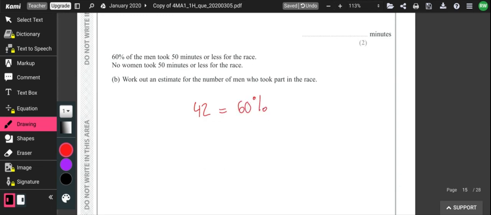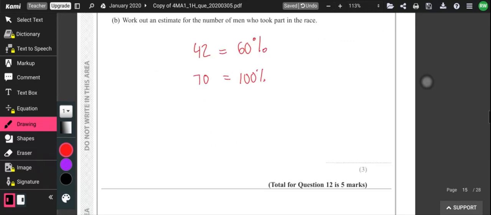So we can divide by 0.6 to get 100%, or you can divide by 6 and times by 10. 42 divided by 0.6 gives us 70. So that's an estimate for the number of men who took part in the race.